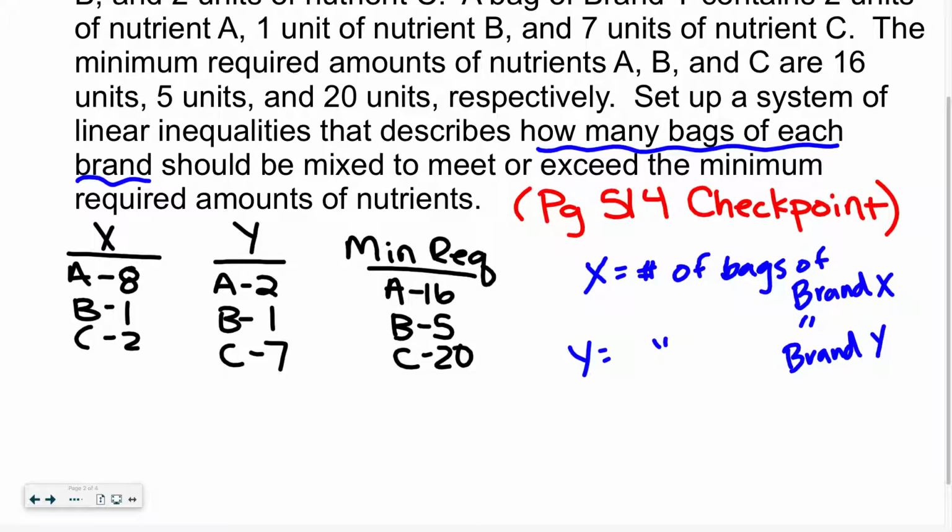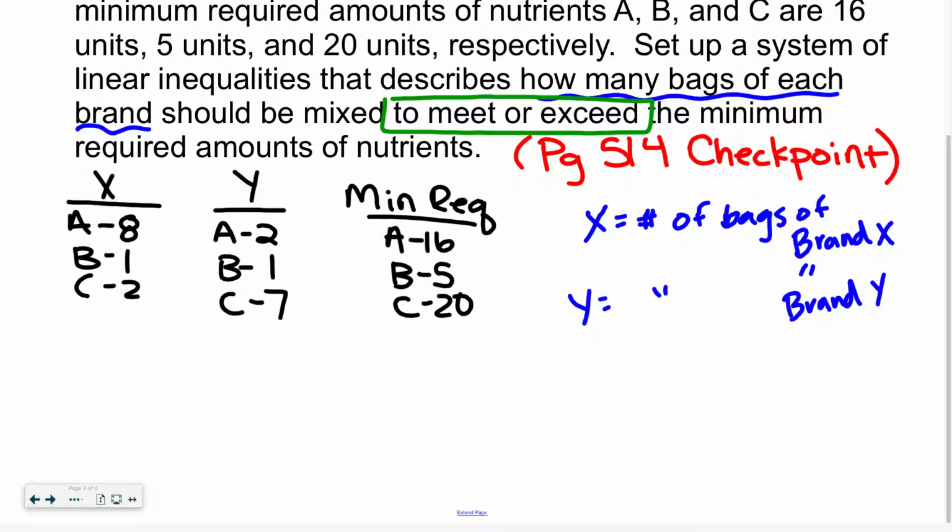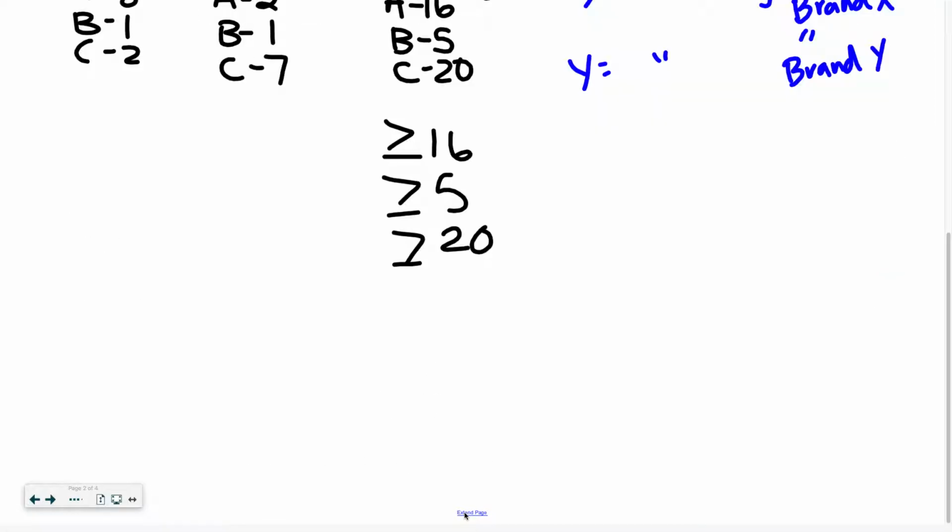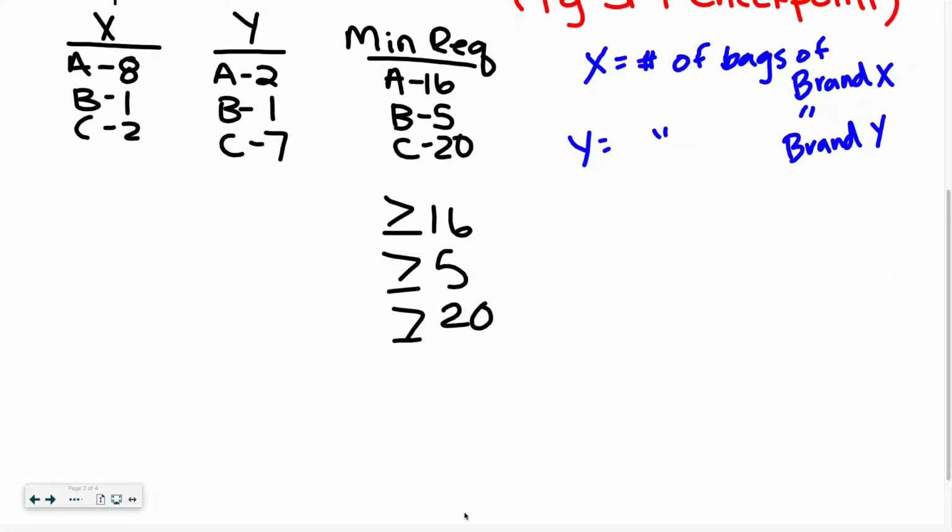Okay. And then if I want to meet or exceed the minimum requirements, that helps us think about what inequality we are going to be using for those requirements. Greater than or equal to. All right. So I got to meet or exceed these minimum requirements. That's going to be greater than or equal to 16 for nutrient A, greater than or equal to 5 for nutrient B, and greater than or equal to 20 for nutrient C. I just had to figure out what the other part of that is.